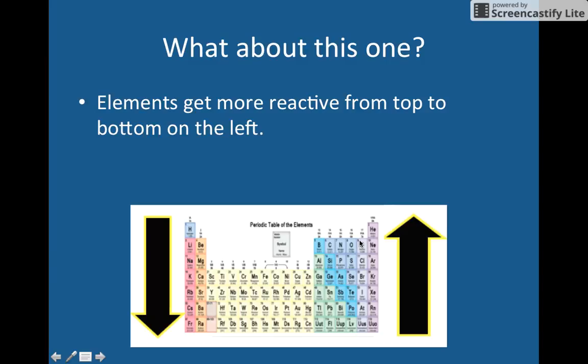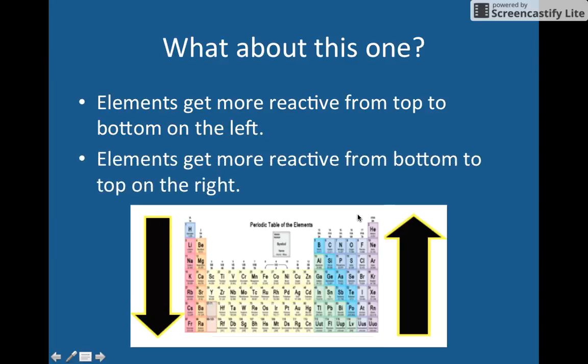So this trend: elements get more reactive from top to bottom on the left and more reactive from bottom to top on the right.